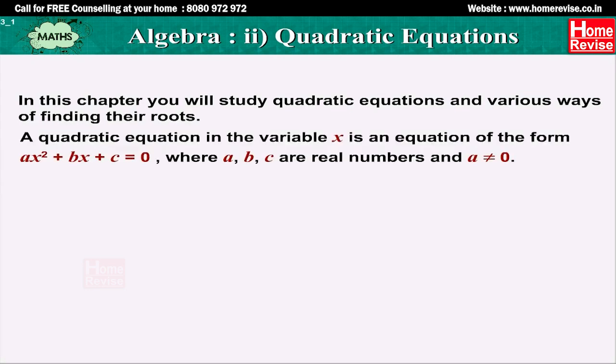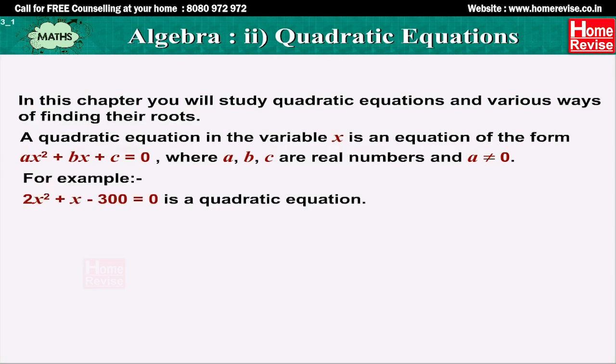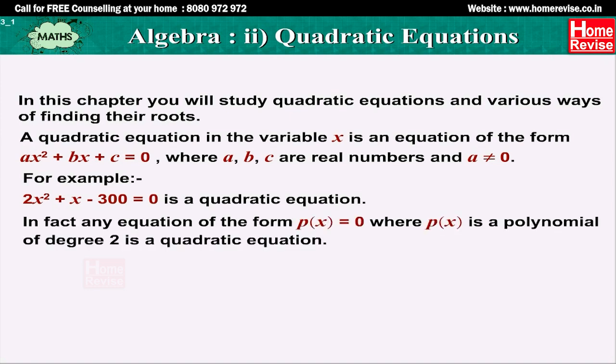A quadratic equation in the variable x is an equation of the form ax squared plus bx plus c is equal to 0, where a, b, c are real numbers and a is not equal to 0. For example, 2x squared plus x minus 300 is equal to 0 is a quadratic equation. In fact, any equation of the form p of x is equal to 0, where p of x is a polynomial of degree 2, is a quadratic equation.